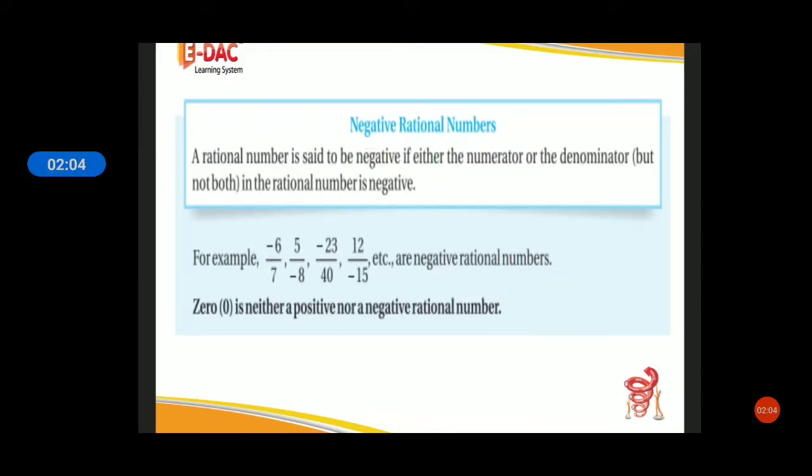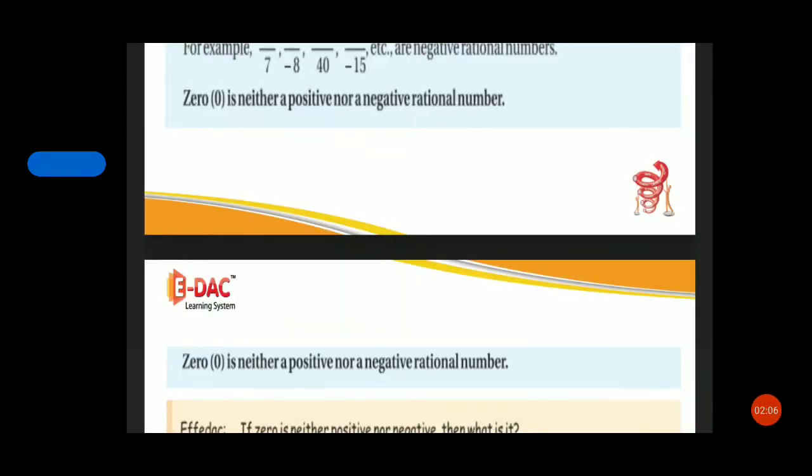Now we will see how to represent. And then 0 is neither positive nor negative. It is neither a positive nor a negative rational number.